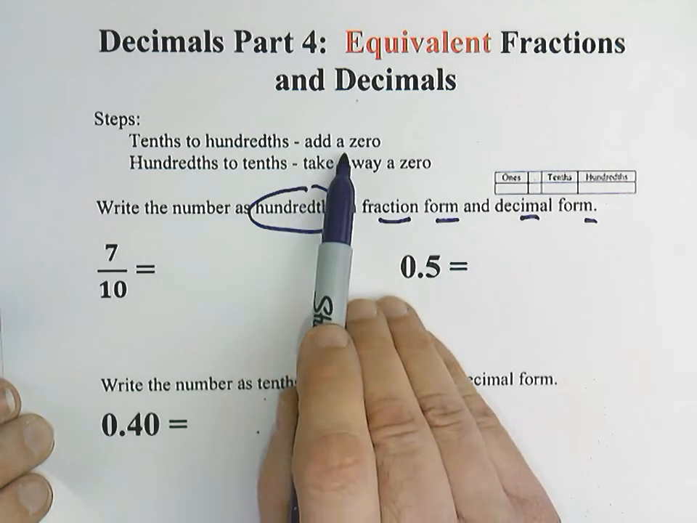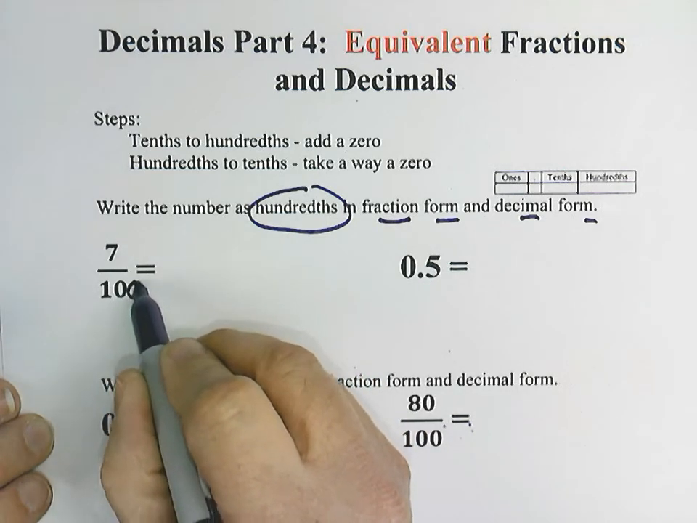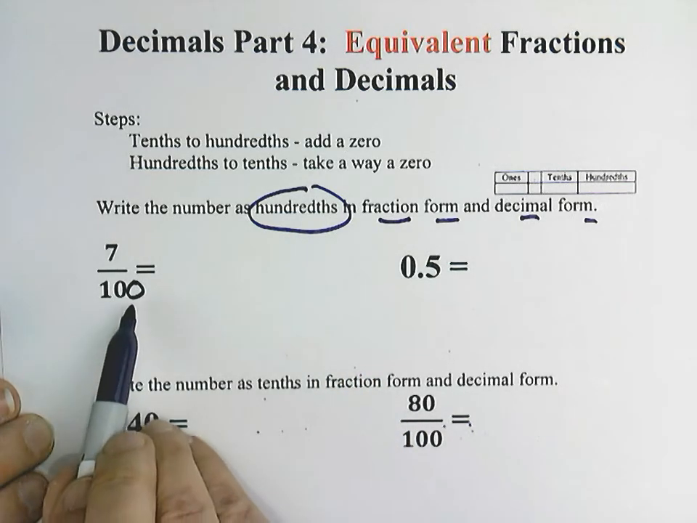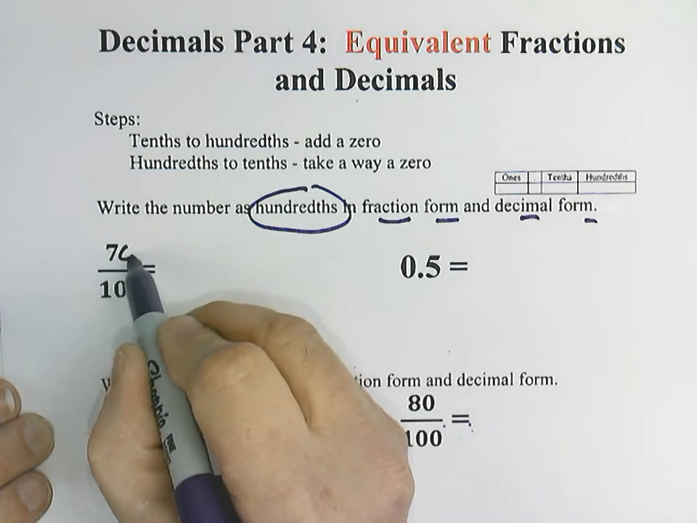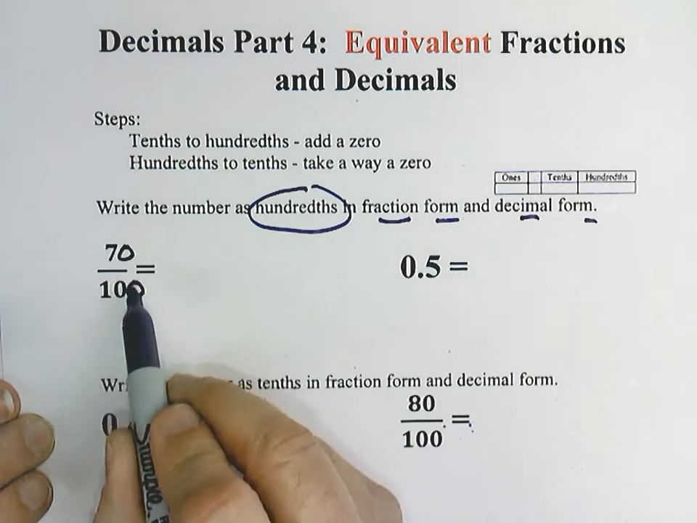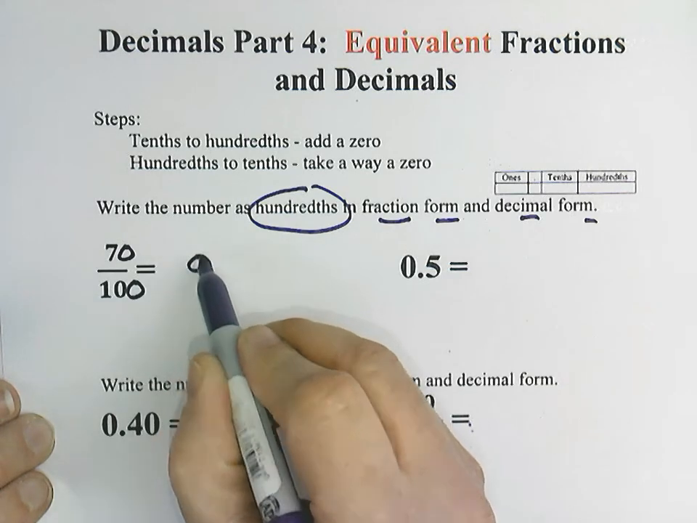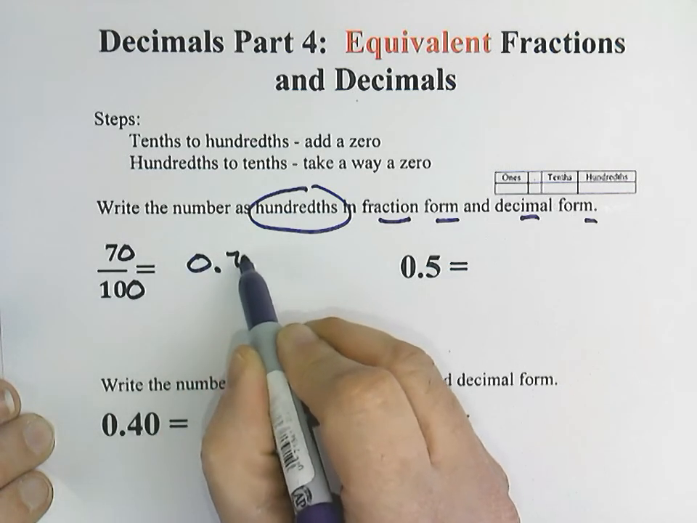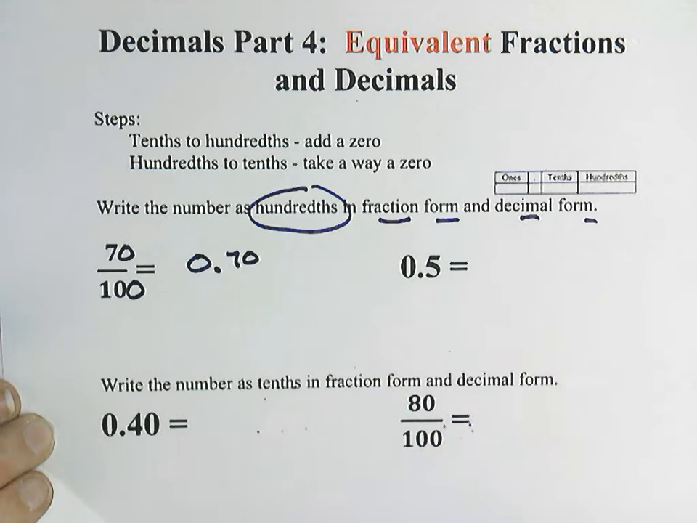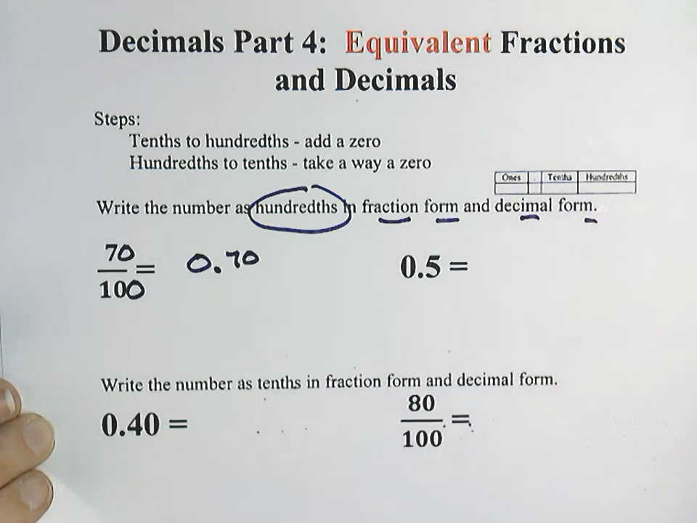Well, all we have to do is add a zero. So to turn 10 to hundredths, I add a zero. Whatever we do on the bottom, we have to do on the top. So 7/10ths would equal 70/100ths. And in decimal form, we would write that as 0.70, and that reads as 70/100ths. Remember that the 0 would end in the hundredths.